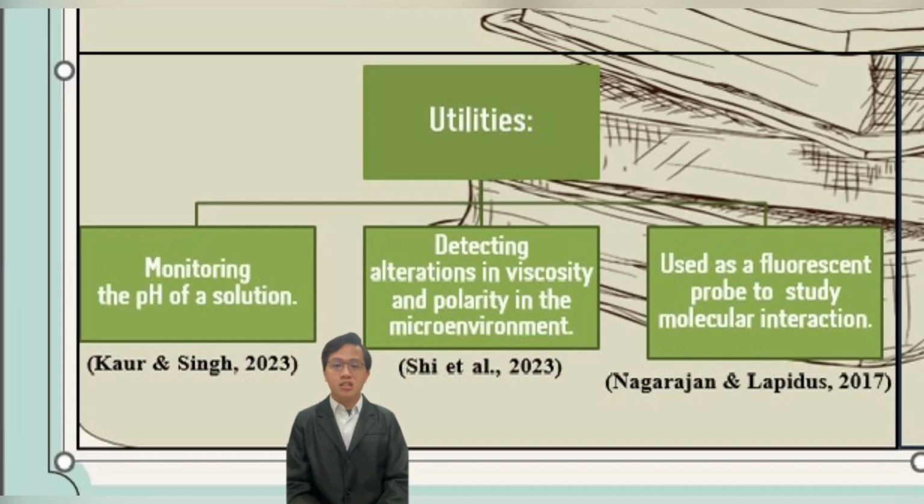As for the utilities of DCVJ, it can be effectively used to monitor the pH of a solution. Furthermore, DCVJ is highly effective in detecting alterations in viscosity and polarity within the microenvironment, as the fluorescent and rotational behavior of DCVJ are sensitive to the surrounding viscosity and polarity. DCVJ also serves as an excellent fluorescent probe for studying molecular interaction. With its fluorescent properties, DCVJ can visualize and analyze interaction between molecules.